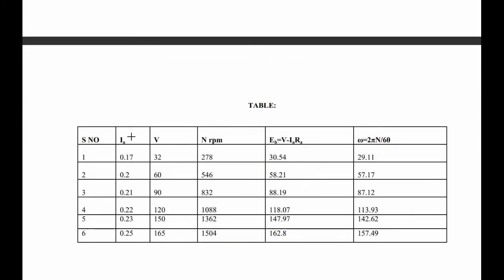So this is the tabular form. IA is the armature current, and voltage. The speed is measured like this with the help of the tachometer. EB is given as EB is equal to V minus IA into RA. Omega is the angular velocity, omega is equal to 2 pi N upon 60.